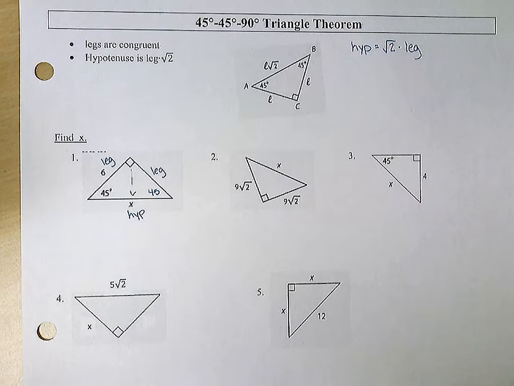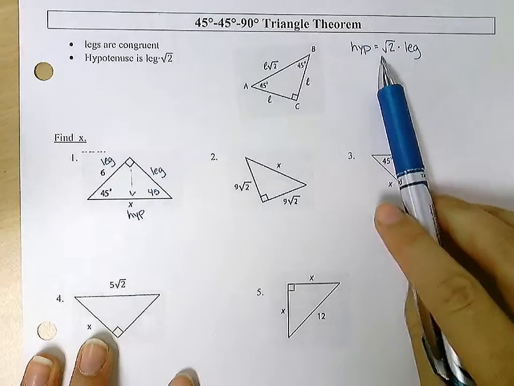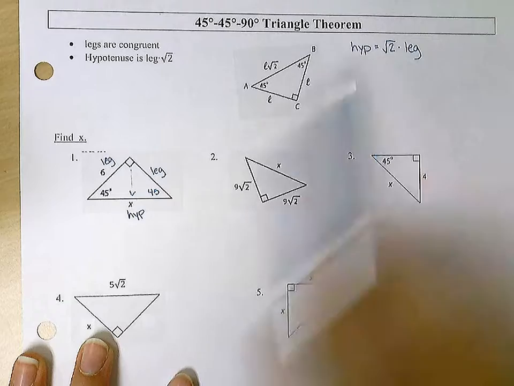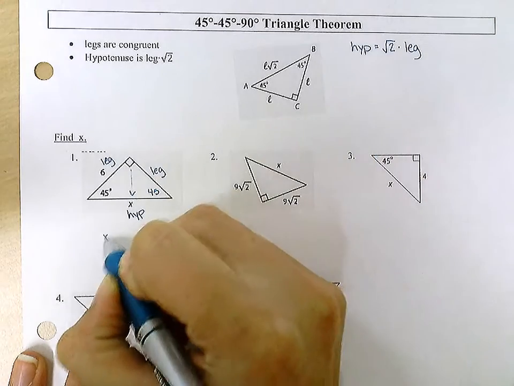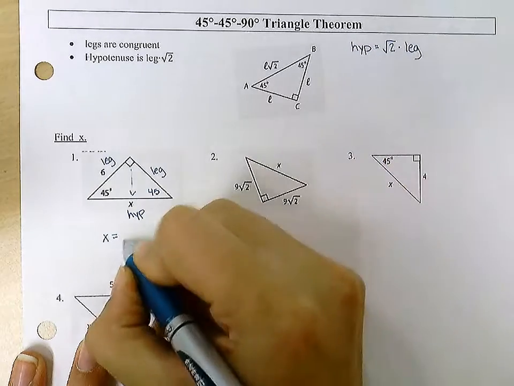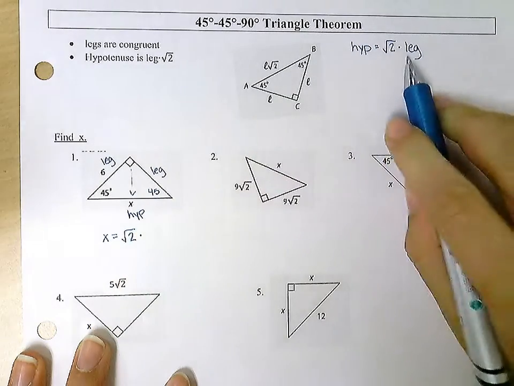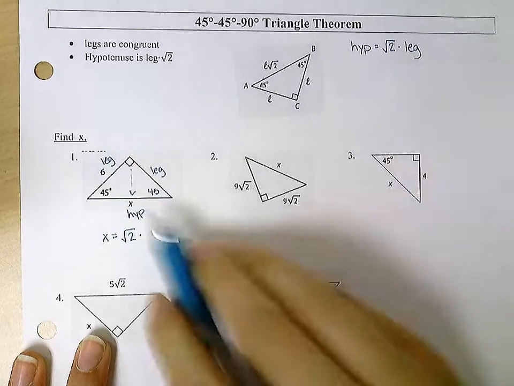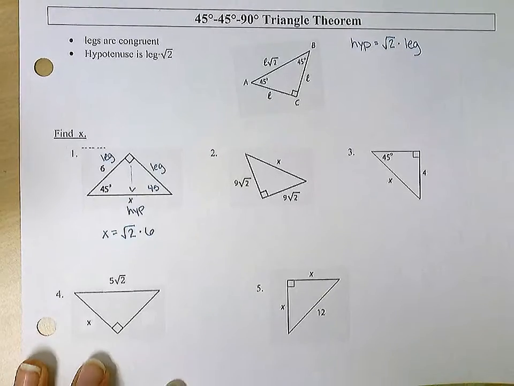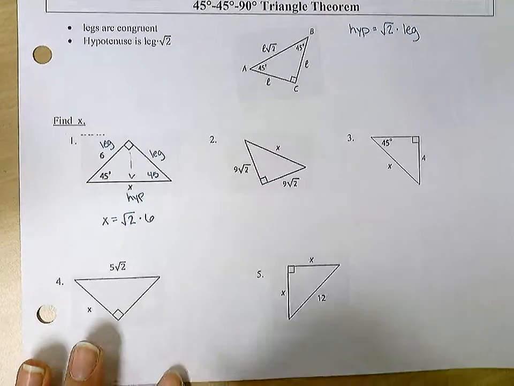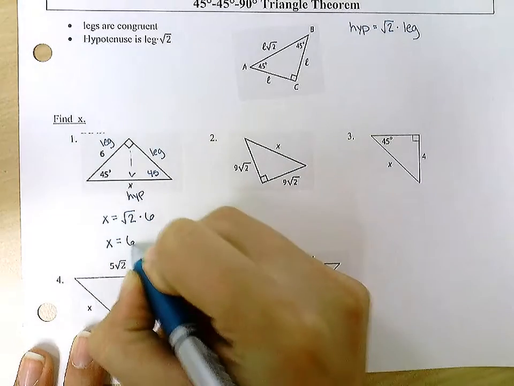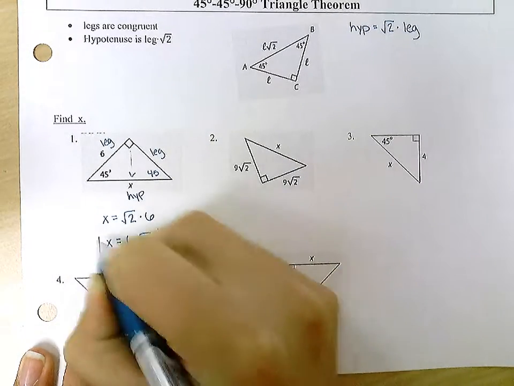to solve for x. So using our equation here, I'm just going to plug in what we know. For hypotenuse, I would plug in x. Then I have equals. Next is the square root of 2 times the leg length. The leg length is 6. I'm just going to rewrite this to make it look better. So our x value is going to equal 6 times the square root of 2. That's your answer.